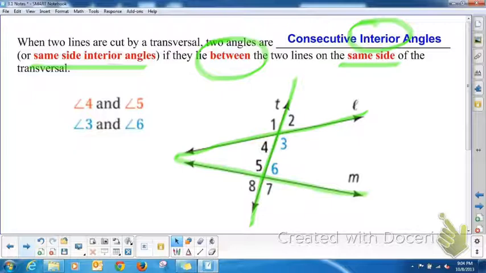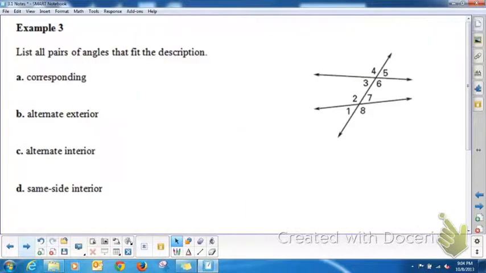So in this situation, angles 4 and 5 are consecutive interior, and angles 3 and 6 are a pair of consecutive interior. Or you could call them same side interior. They lie on the same side of the transversal, inside, consecutive interior.